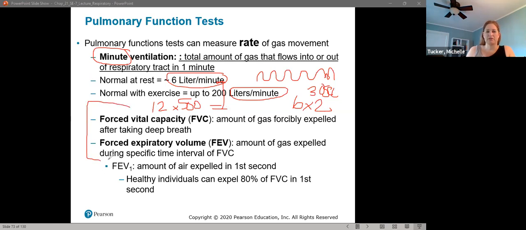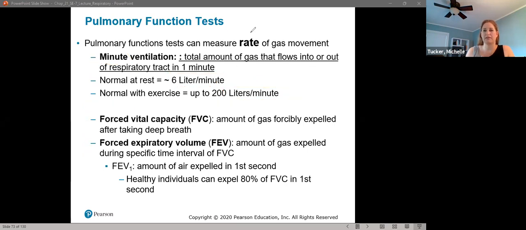These forced values are also per time. So forced vital capacity is the amount of gas forcibly exhaled after taking a deep breath. And usually that is timed, how long that takes to complete getting all of the air out. Forced expiratory volume is the amount that is expelled usually in the first second. And again, these are diagnostic tests. So a forced test is a capacity per unit time, and it's used to examine lung function. Minute ventilation is something we monitor all the time.